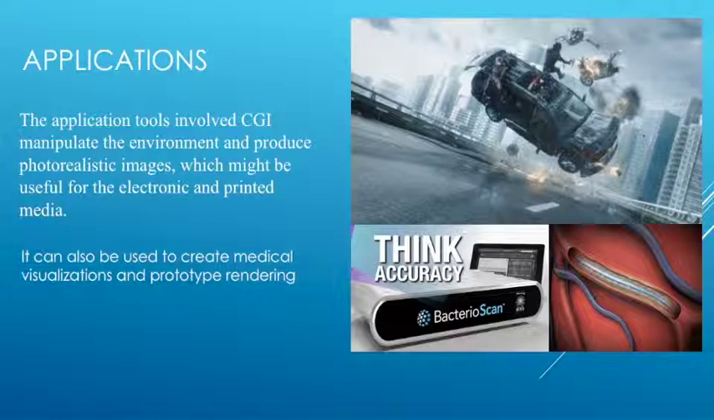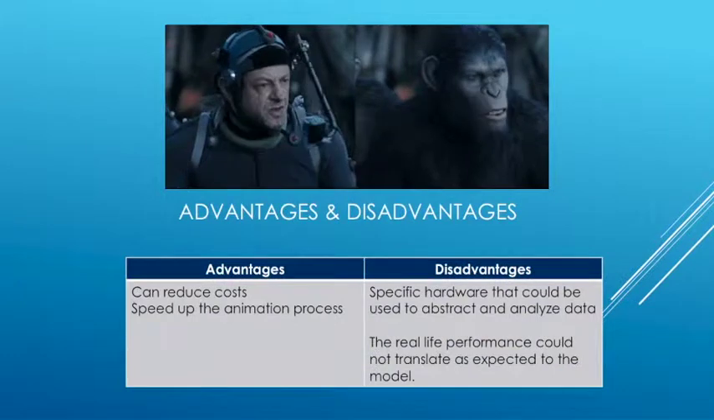It is related to the visual effects in the movies, and the application tools can produce photorealistic images in order to, for example, create medical visualizations of the human body and prototype rendering of certain products that are going to be launched. This is important to know because most people think that CGI is only for media or visual effects, but it can also have other applications in life.